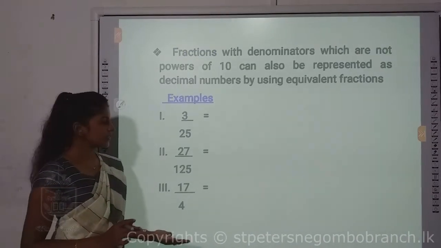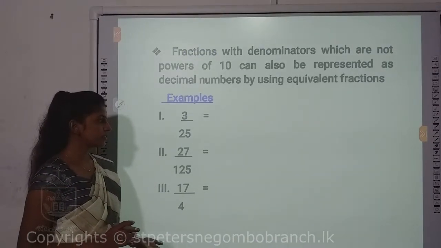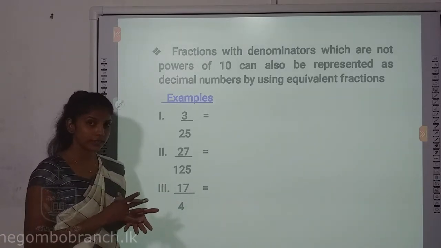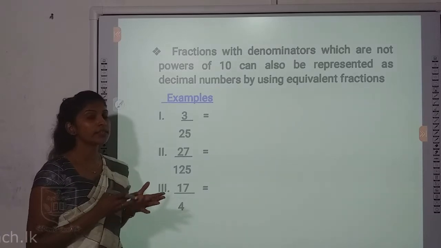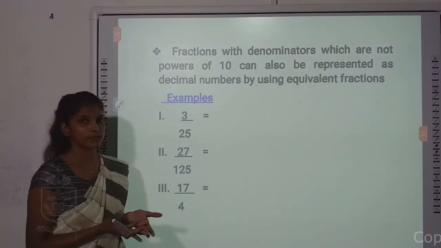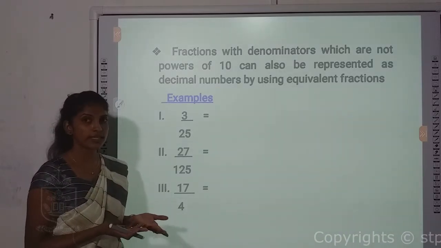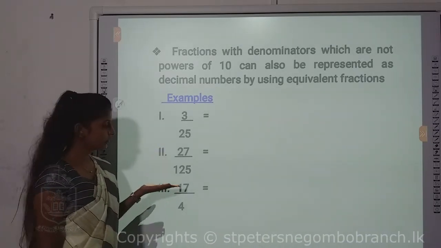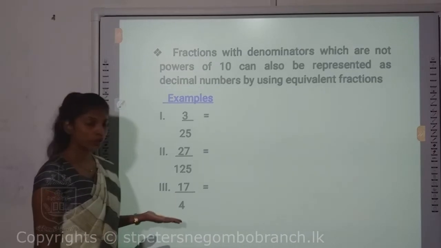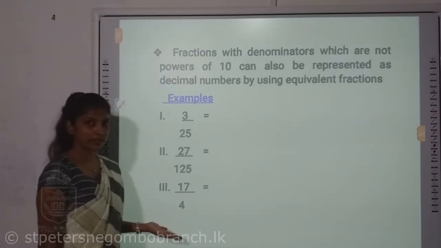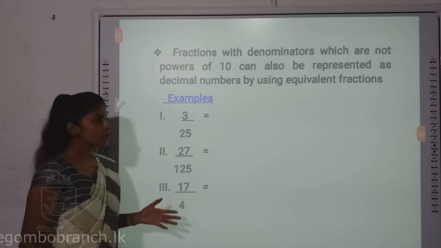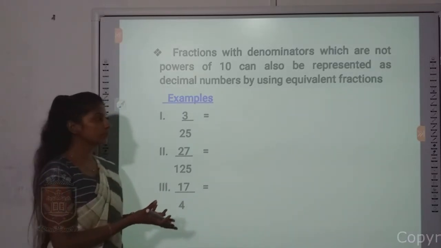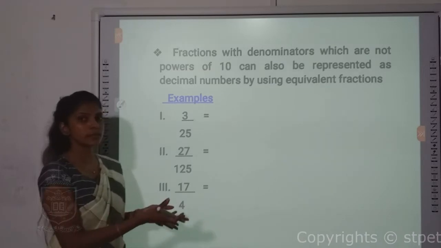Right, now you all can see in these examples, the denominator value is not a power of 10. Earlier, in the previous part, we always had denominator values as powers of 10, 10, 100, 1000 and so on. But here you all can see 25, 125, 4, those numbers are in the denominator. They are not powers of 10. So if you have fractions like this, what's our next step? How can we convert these types of fractions into decimals?